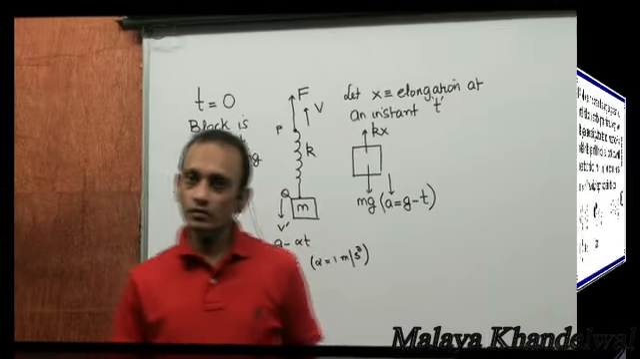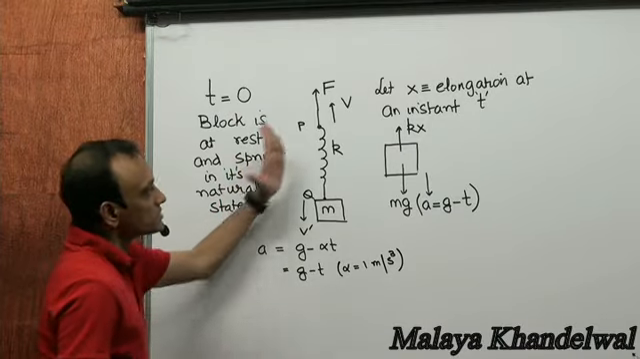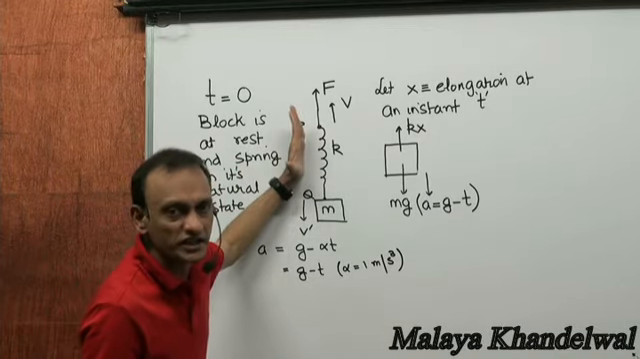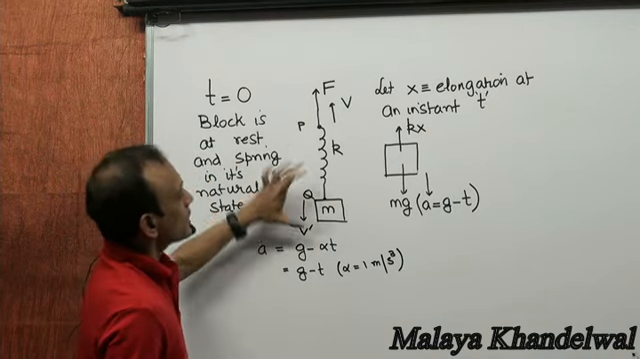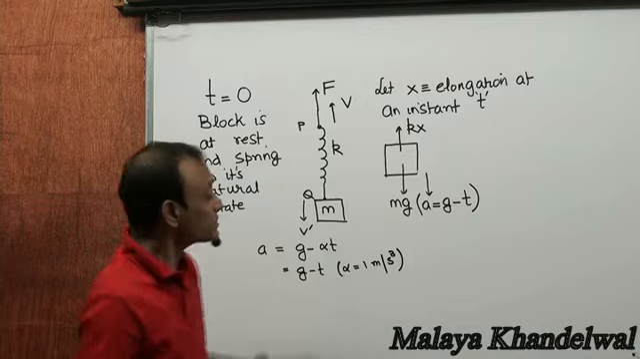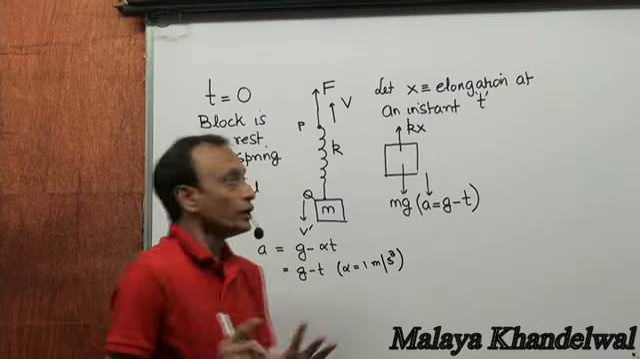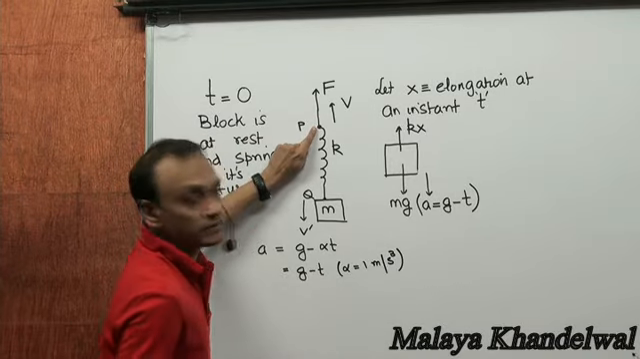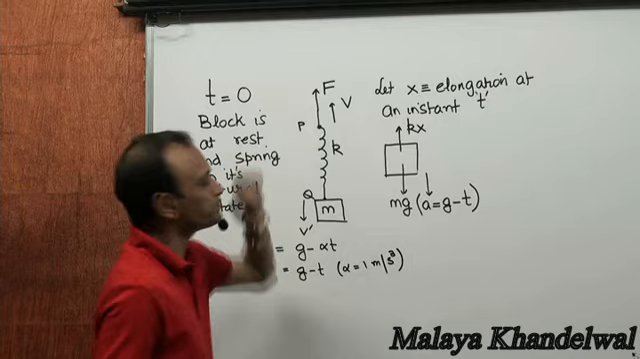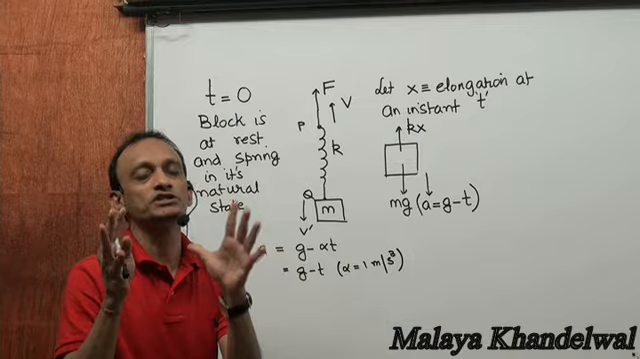So, refer to this problem. There is a spring in its natural, unelongated state, and there is a mass attached to one end of the spring, originally at rest. At one end of the spring, there is a variable force F applied upwards, and the system is released in a gravitational force field.